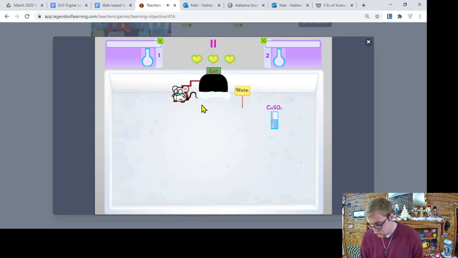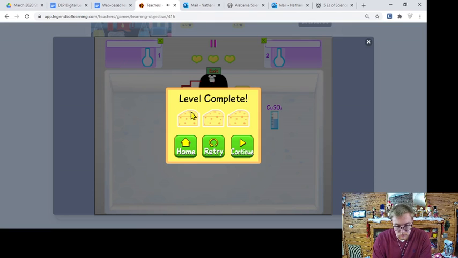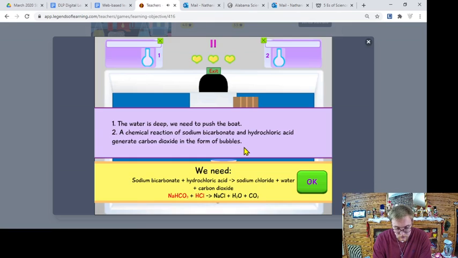Now there are a bunch more levels on here. I'm going to walk through one more, but we're not going to look at how we answer our guide. We also earned 3 blocks of cheese here. That's very nice. So, the water is deep and we need to push the boat. A chemical reaction of sodium bicarbonate and hydrochloric acid generate carbon dioxide in the form of bubbles.